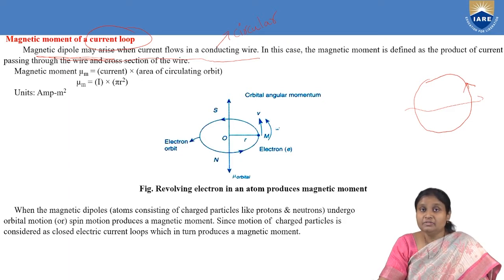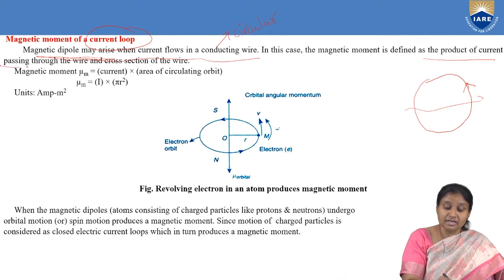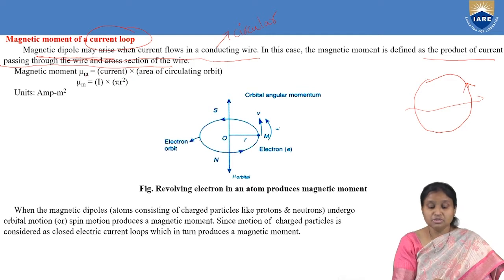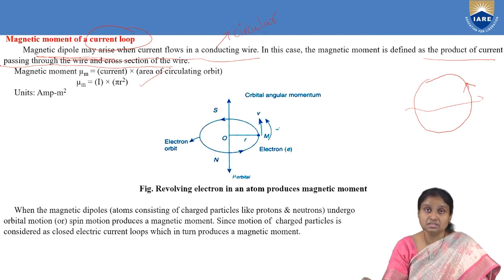In case of a bar magnet, we have taken its magnetic moment as pole strength into distance of separation between the poles. But in this case, as we cannot make out north pole and south pole, how to define magnetic moment? Here, magnetic moment is defined as the product of current passing through the wire and the area enclosed. If we take this magnetic moment due to current loop as mu m, then it is current into area of circulating orbit. The current is I, and because we have considered a circular conducting wire, its area will be pi r square. So this is the definition for magnetic moment associated with current loop.